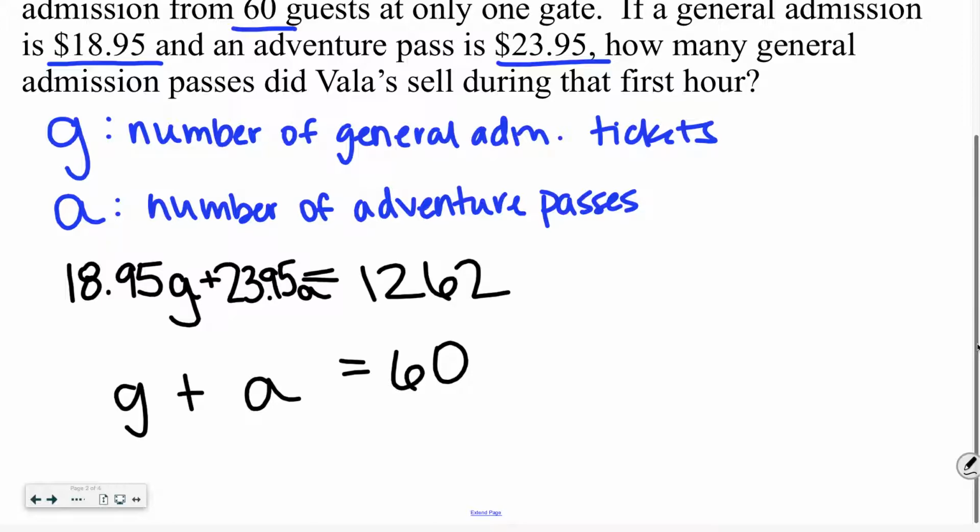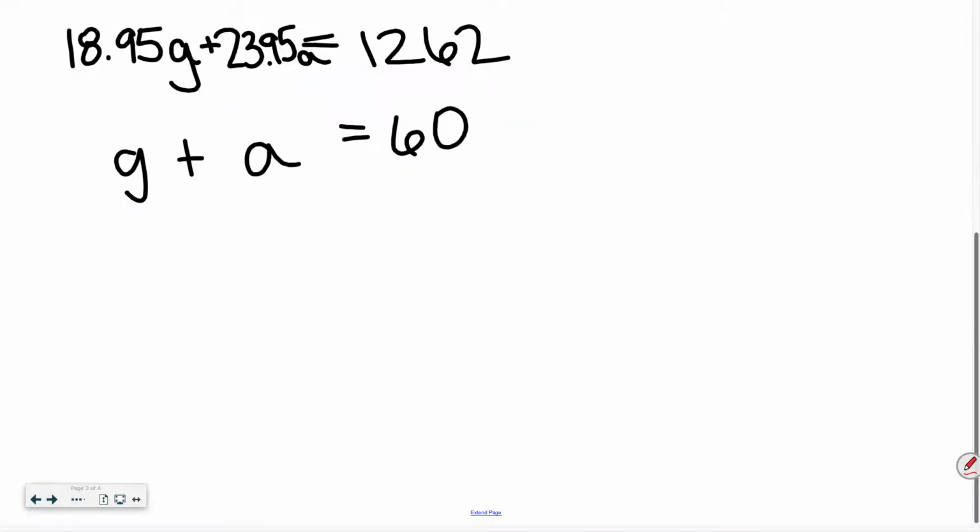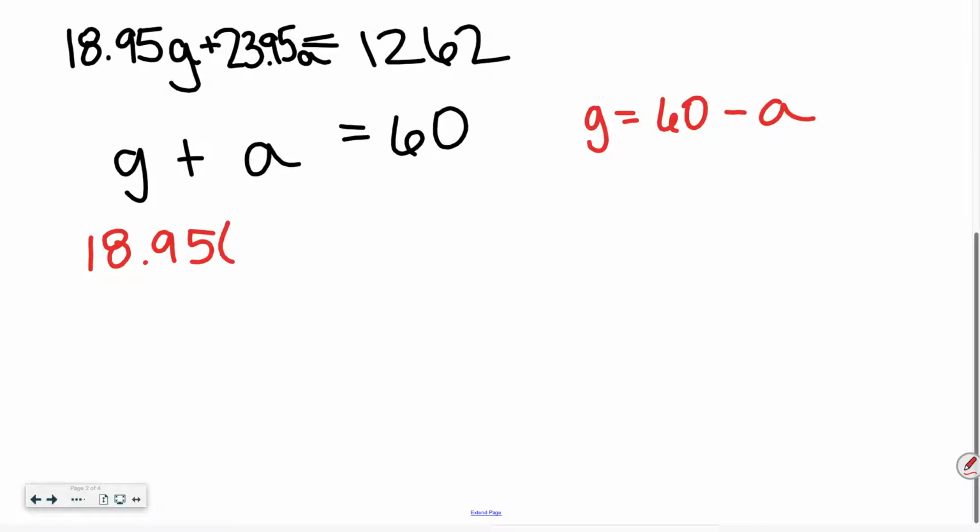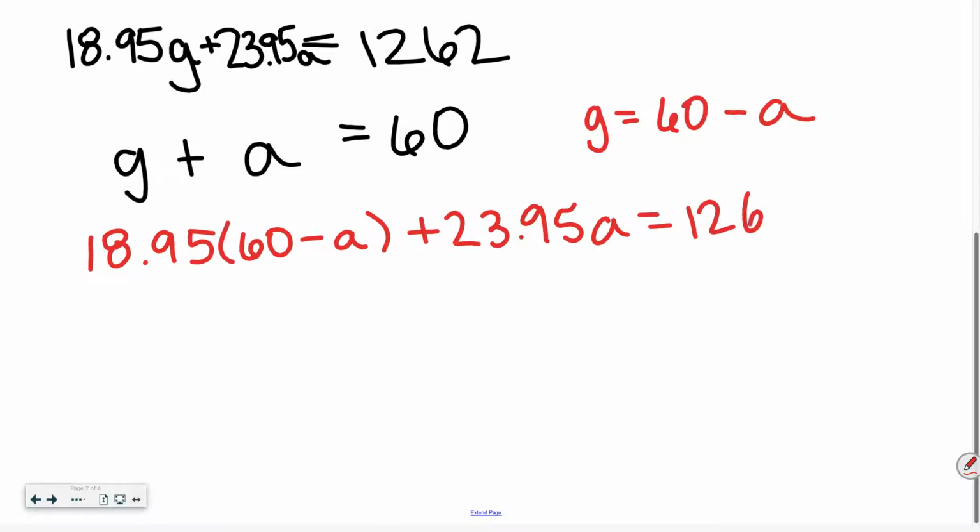All right, so if we're going to use substitution, we can say that G equals 60 minus A. Do you agree? Okay. So then when we go here to 18.95G plus 23.95A equals 1262. Yes, you can use a calculator. Make sure you distribute.